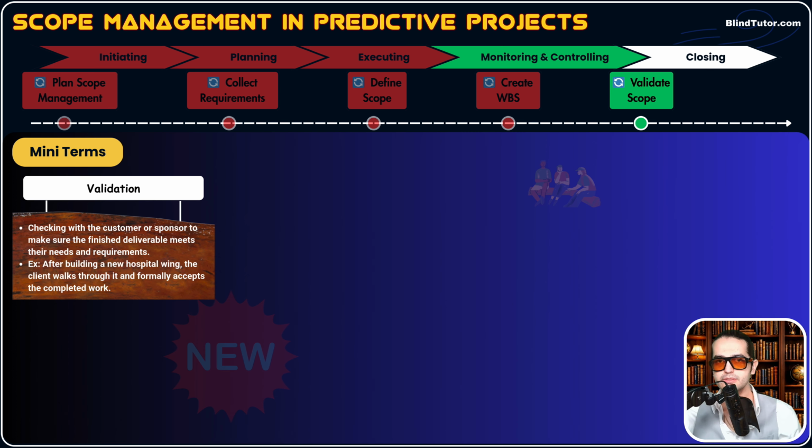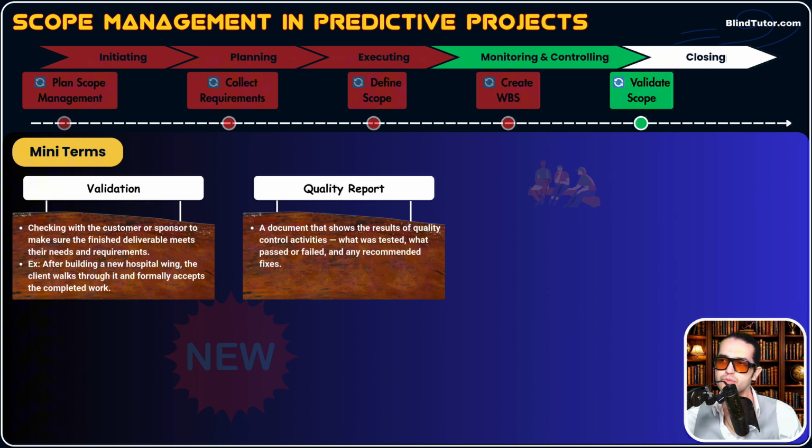Now, quality report is another term that we're going to use in the validate scope process descriptions. A quality report is a document that shows the results of quality control activities. What deliverable was tested? What passed? What failed? Any recommended fixes? These are all mentioned in a document called the quality report. So we only show those deliverables that pass our quality expectations. That's why we need the quality report in the validate scope process. You'll see how it helps us in this process.